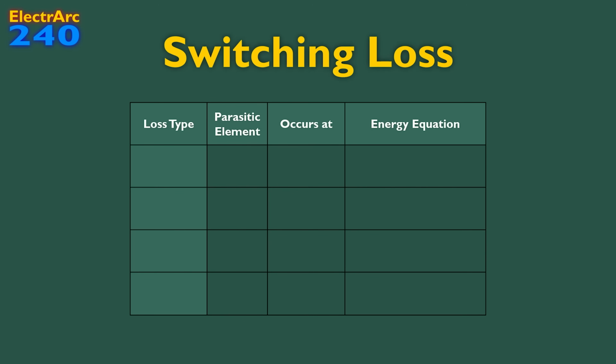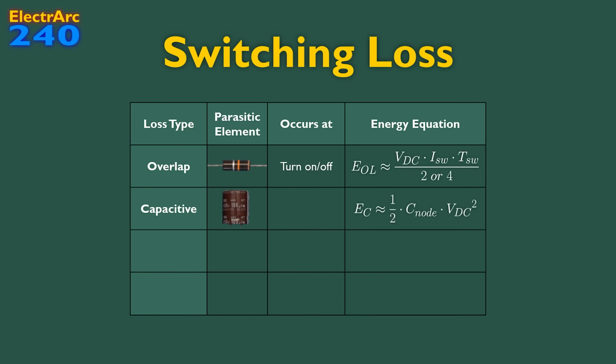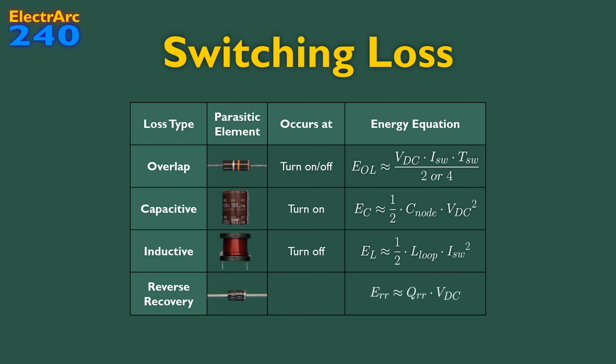So, in summary, high resistance during switching transitions results in overlap loss at both turn on and turn off. Capacitance causes loss when its stored energy is dissipated during turn on. Likewise, inductance causes loss when its stored energy is dissipated during turn off. Finally, bipolar diodes cause reverse recovery loss during turn on of the opposite switch.